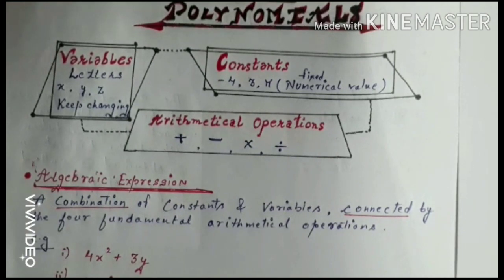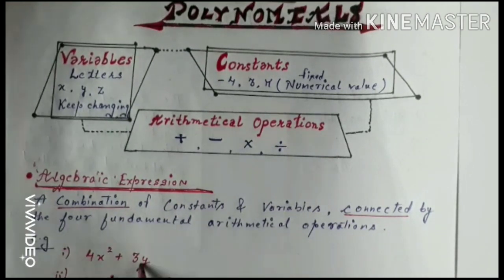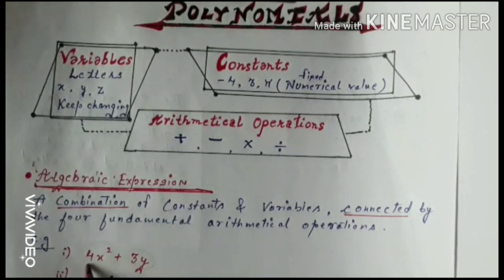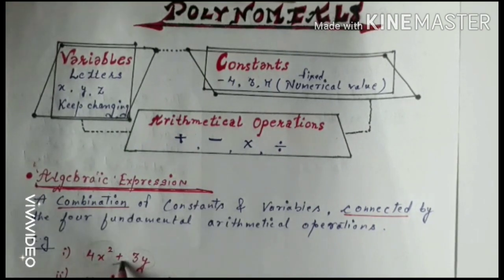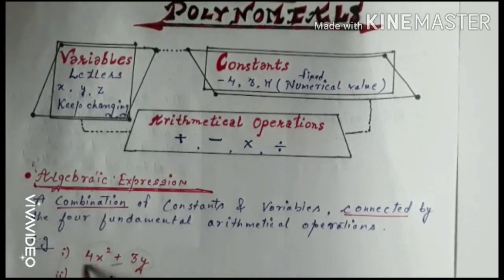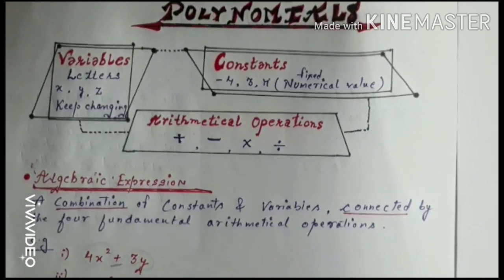Let's take one example here, that is your 4x square plus 3y. These two are a combination of variables and constant, connected with a positive sign. That means this is called your algebraic expression. Same as one more example we have written here.